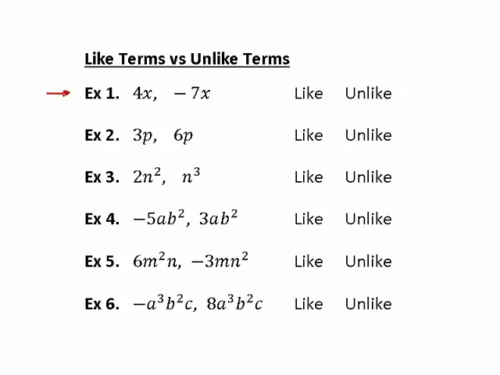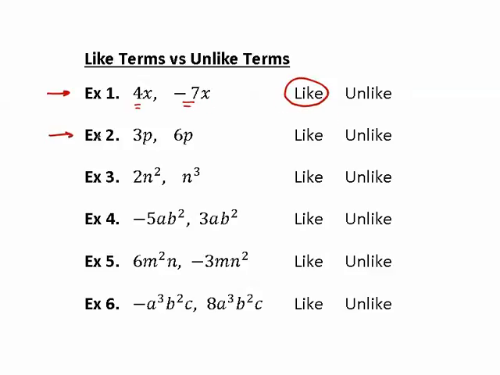So in example 1, we're looking at two terms. We're looking at 4x and negative 7x. Well, they're both variable terms, and they both are considered x terms. So you'll notice the coefficients, being 4 and negative 7, are different, but the variables themselves are like. So this is an example of what we would call like terms.